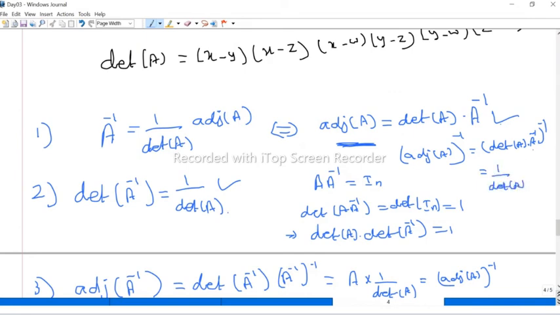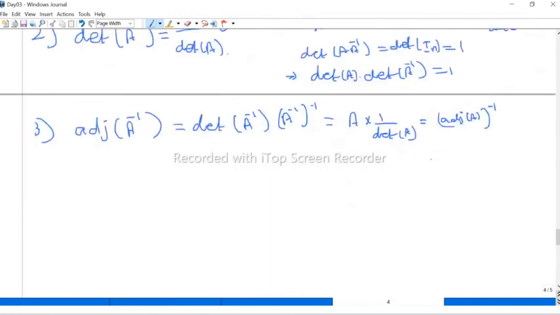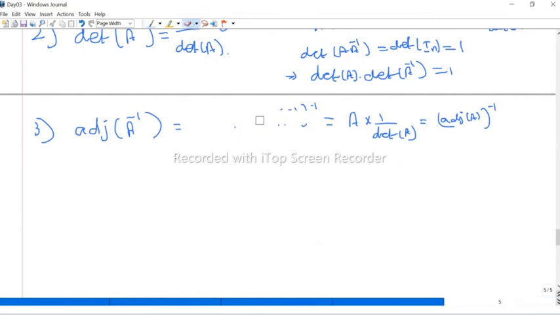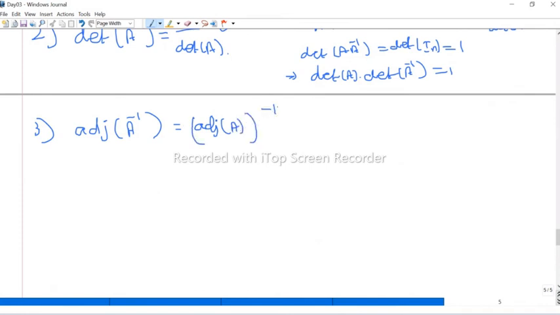But what is A inverse whole inverse? It is nothing but A. Therefore A by determinant of A is nothing but adjoint of A whole inverse. Therefore what we prove here is: adjoint of A inverse equals adjoint of A whole inverse. So now there is a relation between adjoint of A and adjoint of A inverse. These properties are very useful to solve some problems.